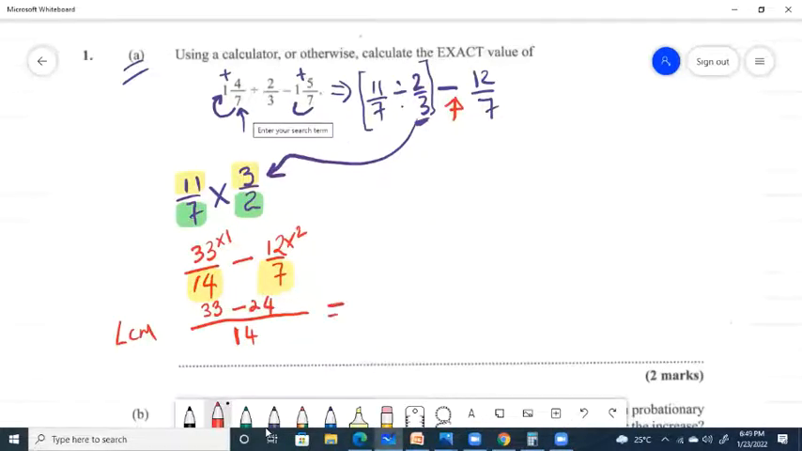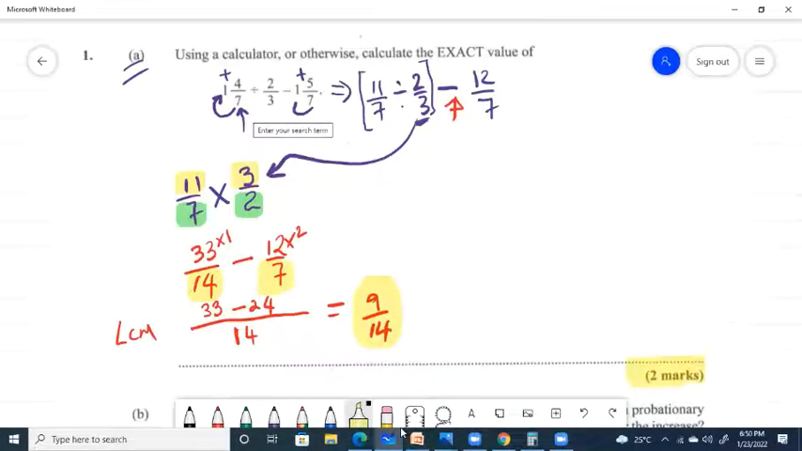All right, we're almost at the end. So we're talking about 33 minus 24, and we get 9. So the response is 9/14 for our final answer. And you collect your 2 marks right there.